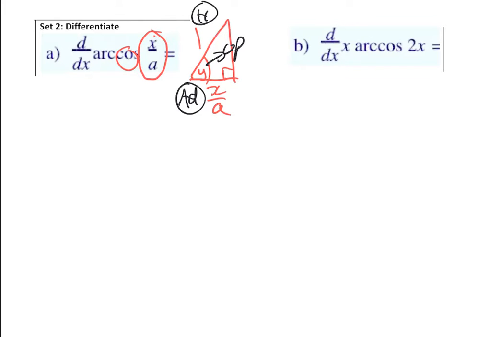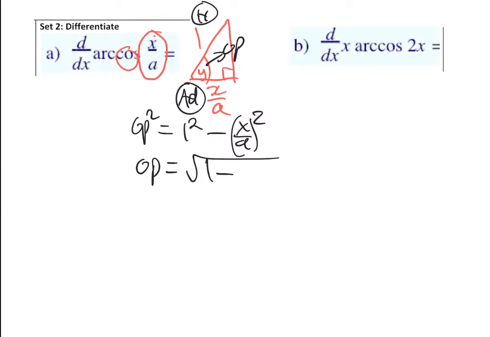So what will the opposite be? The opposite squared would be 1 squared minus x over a squared, right? Which is x squared over a squared. A is just some constant. So the opposite equals the square root of 1 minus x squared over a squared.